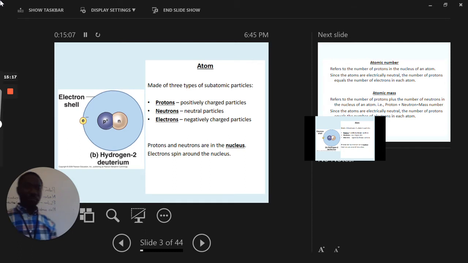Now, I think I've said everything about this. I don't think there's any other question there. Now, don't forget, the proton and neutron are in the nucleus. So that means the nucleus is what determines the weight of every atom. Does that make sense? Good. Electron is just spinning around it. Doesn't add to the value.